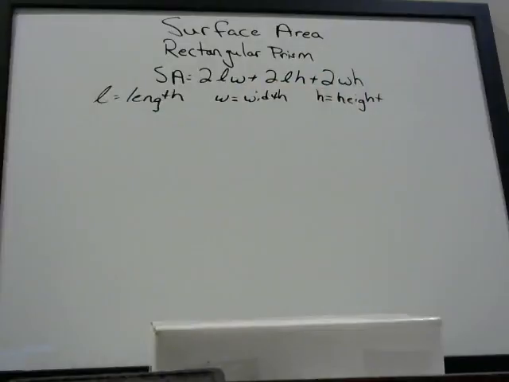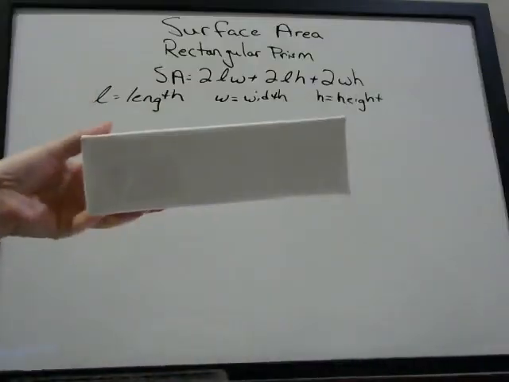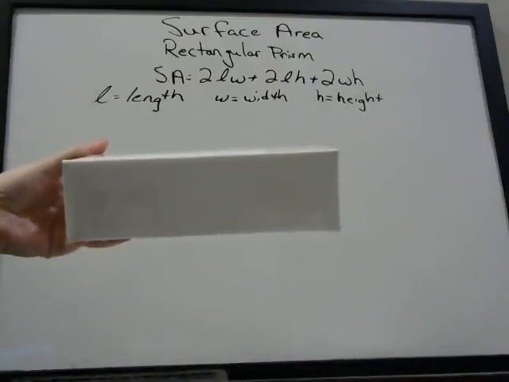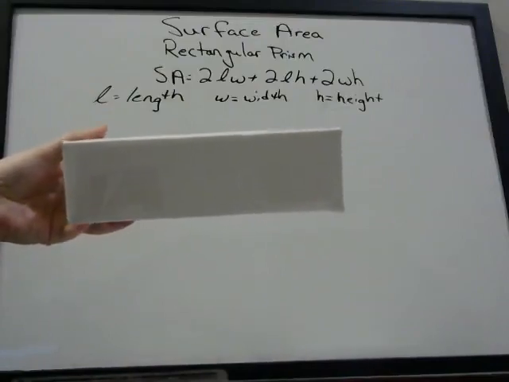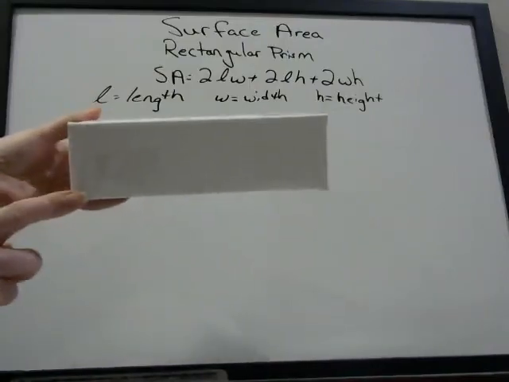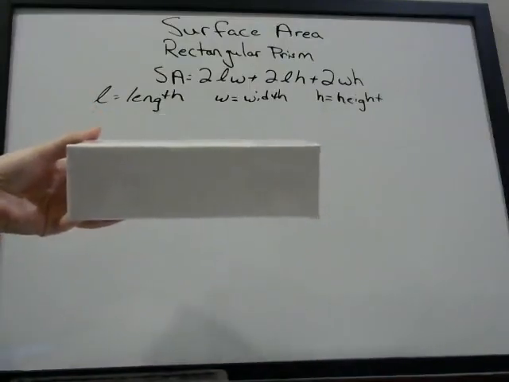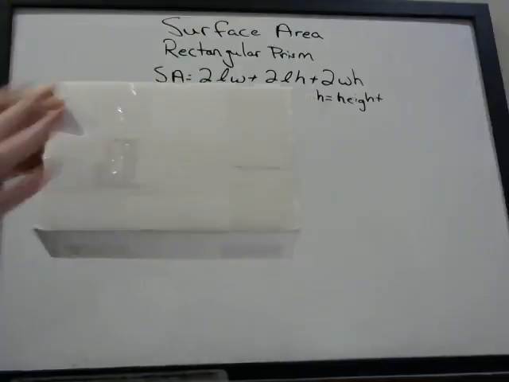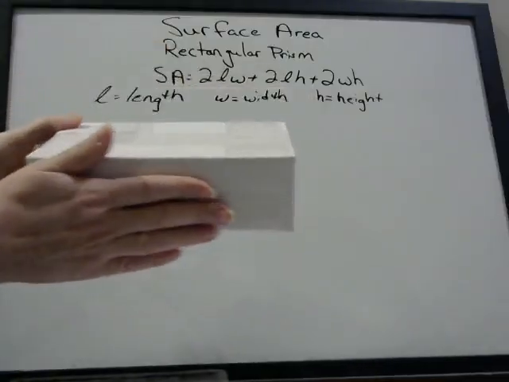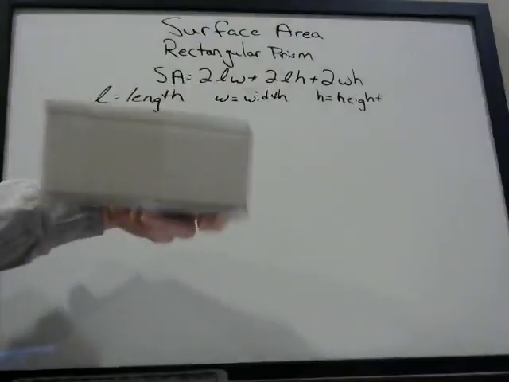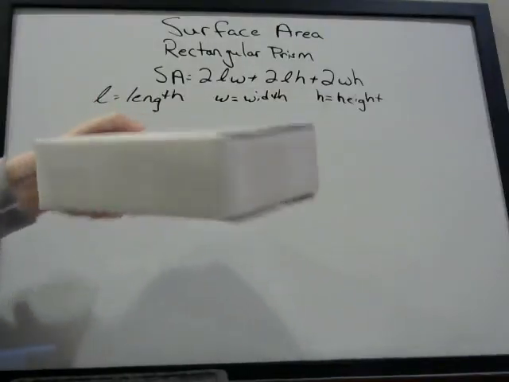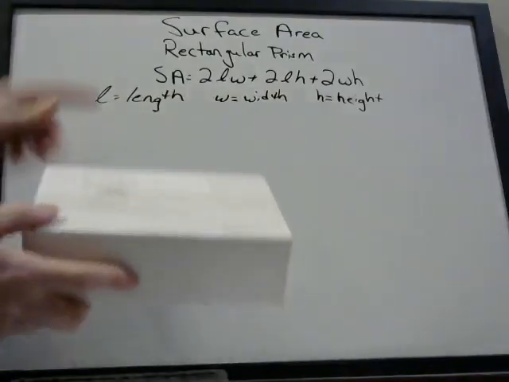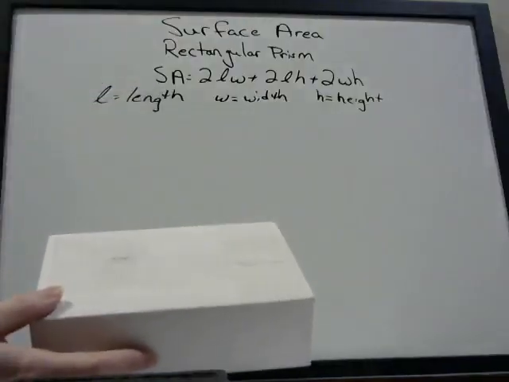So first of all, let's figure out what a rectangular prism is. It is basically a box. That's a rectangular prism. Also sometimes called a right prism because these are all right angles. You can see every face of this object is a rectangle, and that is important because that is the key to this whole formula.